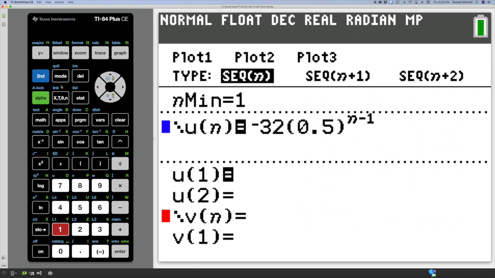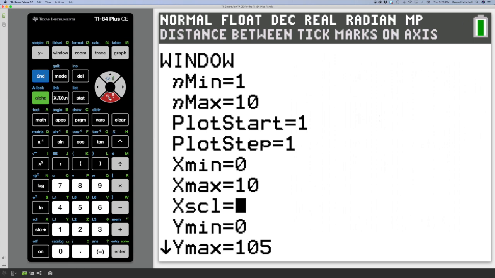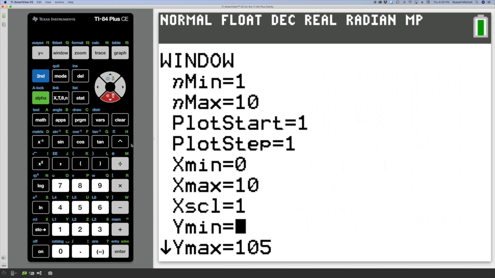I notice I'm using the x key because that's what we use for all the normal function variables. Okay, and then go to our window, and again, n min 1, n max 10. These starts are fine. X min 0, X max 10, X scale 1. Y min though, we want to go lower because remember it was from negative 32 to about 0, really close to 0. So negative 0.0625, I think.